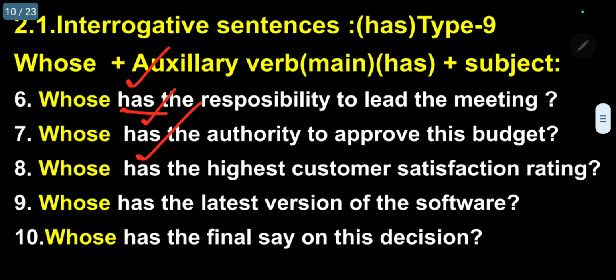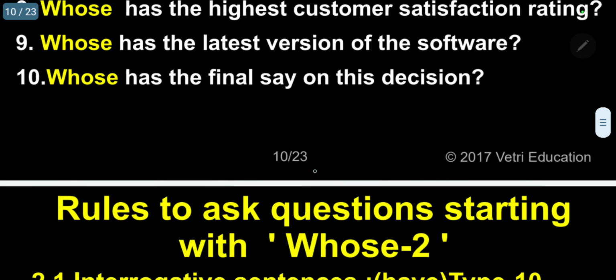Whose has the highest customer satisfaction rating? Auxiliary verb acting as a main verb. Whose has the latest version of the software? Has, auxiliary verb acting as a main verb. Whose has the final say on this decision? Has, auxiliary verb acting as a main verb.